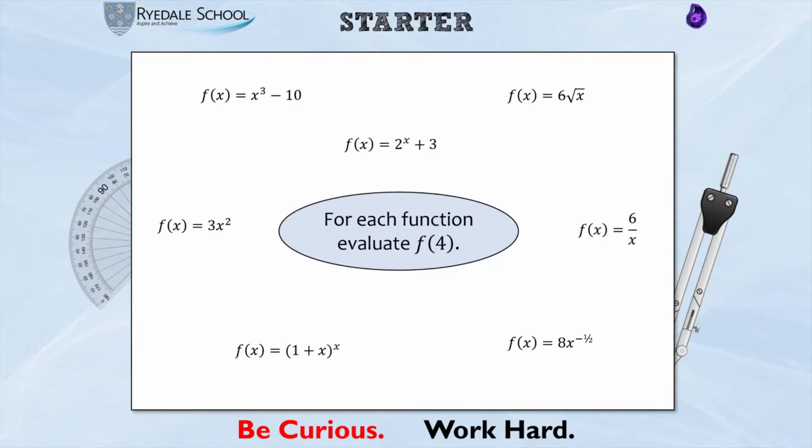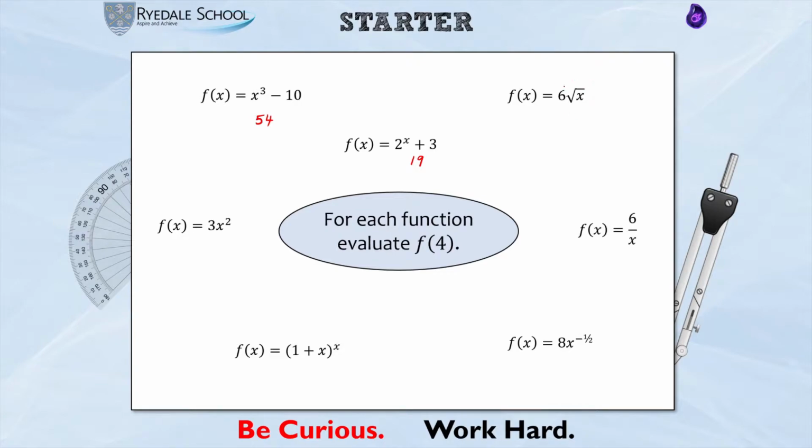So in this activity, we've been asked to evaluate f of 4. So all I have to do is substitute 4 into each of these expressions. Well, 4 cubed is 4 times 4 times 4. That's 64. Take away 10. So that one up there is 54. 2 to the power x plus 3. Well, 2 to the power 4 means 2 times 2 times 2 times 2. And that is 16 plus 3 is 19.